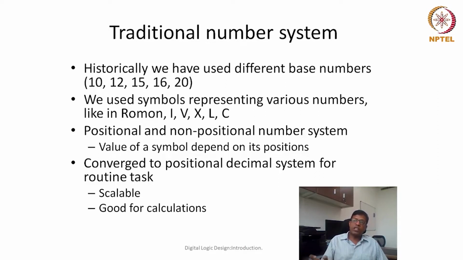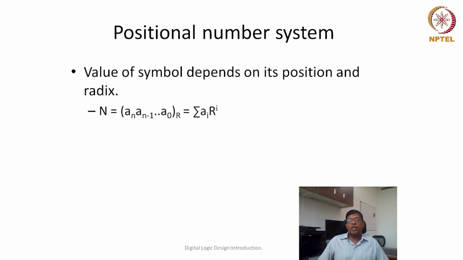So instead of decimal, it would be binary, where there are only two symbols, 0 and 1. So it would be the position based binary system that we'll use for our purpose.